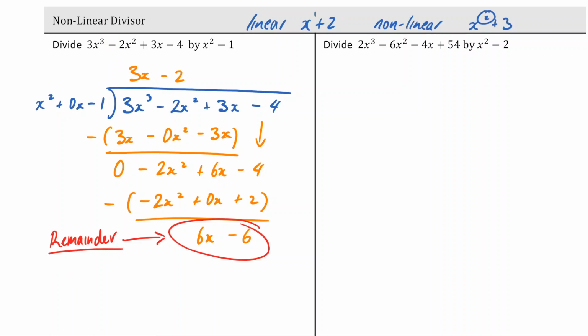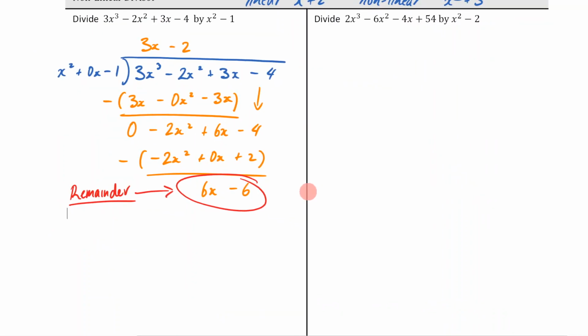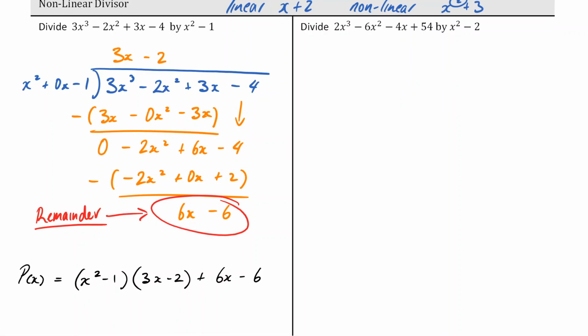So if we were to write this out, it depends how you want to write it. I'm going to say that p of x, so my dividend, is equal to my divisor, which is x squared minus 1, times my quotient, and then you add on to that 6x minus 6. And I think that's a pretty good way to write it out. Perfect. So that's how you do it. Let's do this one over here now.